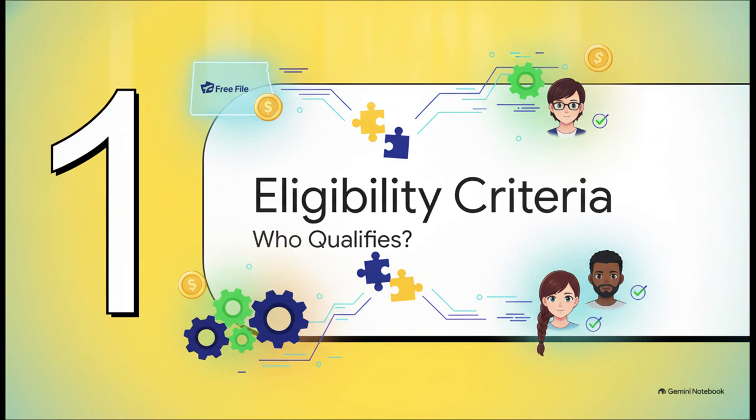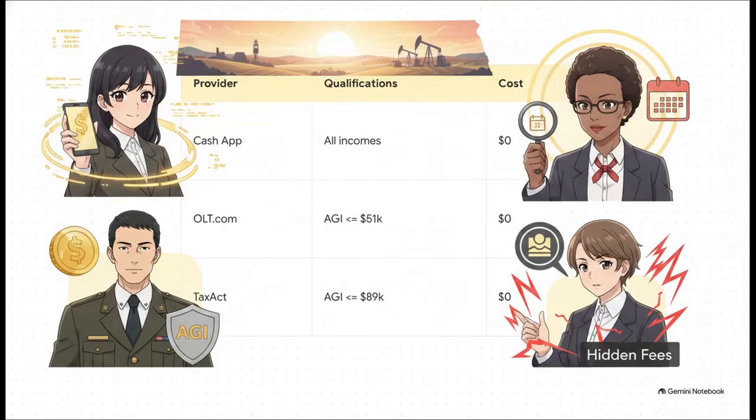So starting off with Section 1, eligibility criteria. Who actually qualifies for this free filing? Well, the North Dakota government actually teams up with commercial tax prep companies through what's called the Free File Alliance. But, and here's the catch, to get the free federal and state prep, you've got to match your specific financial profile to the right provider. Just look at the different eligibility thresholds for tax year 2025.